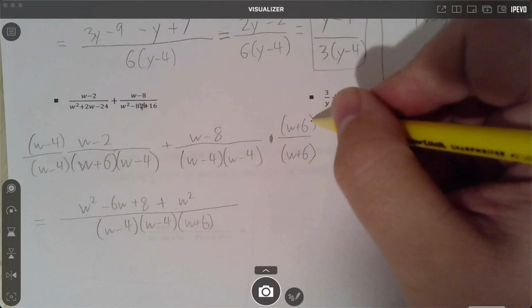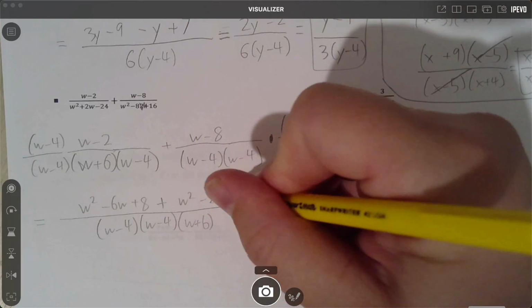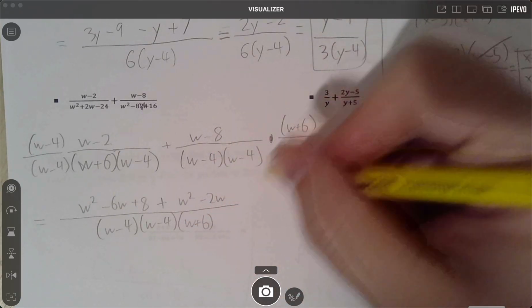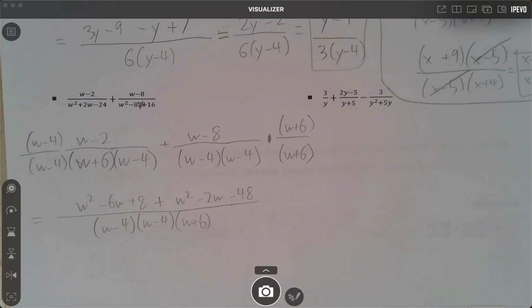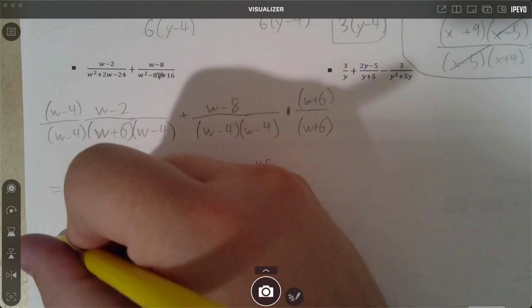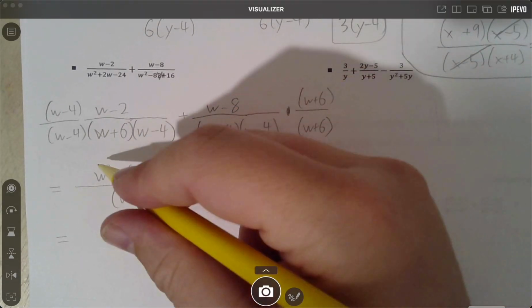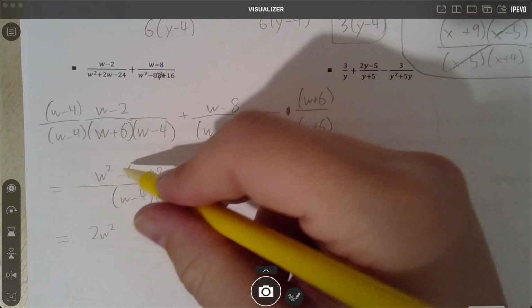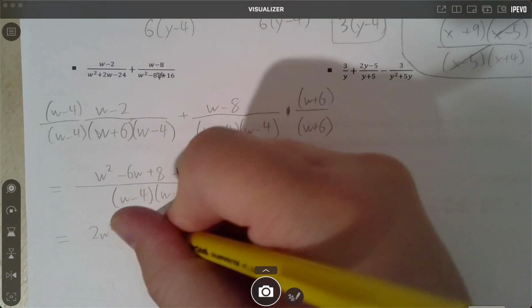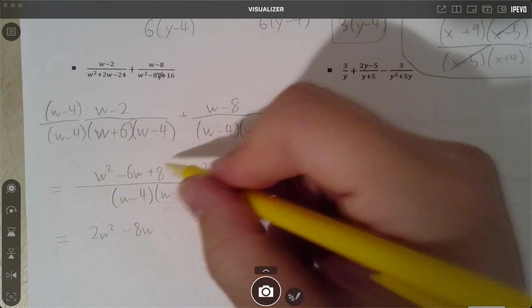That'll be positive 6w and negative 8w, which makes negative 2w. And then I get negative 48 from the final multiplying there. All right, I'm then going to combine my terms. So I've got a w squared and a w squared. That's 2w squared. I've got a negative 6 and negative 2, that's negative 8w. I've got a positive 8 and negative 48.